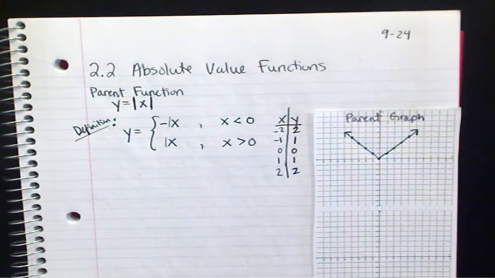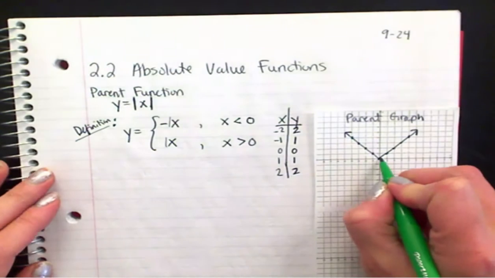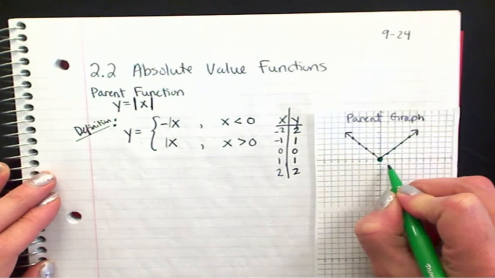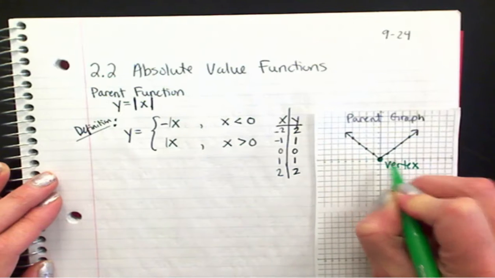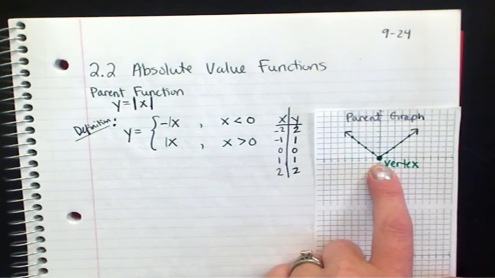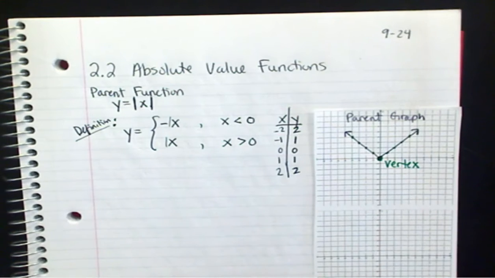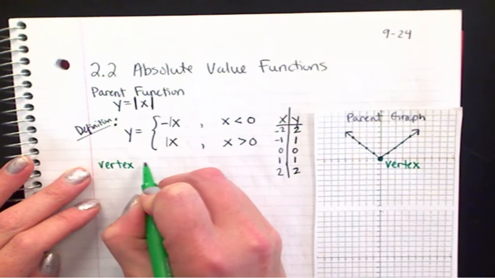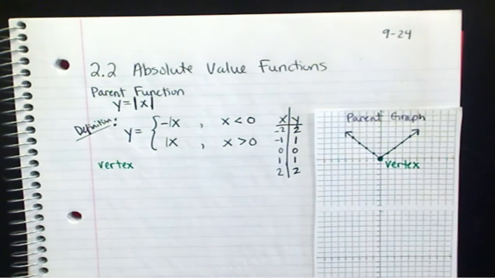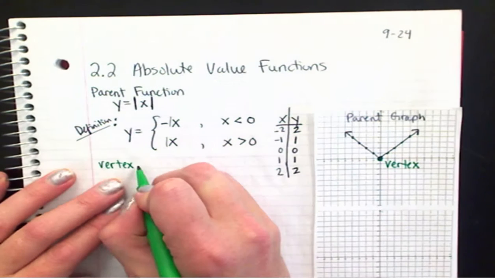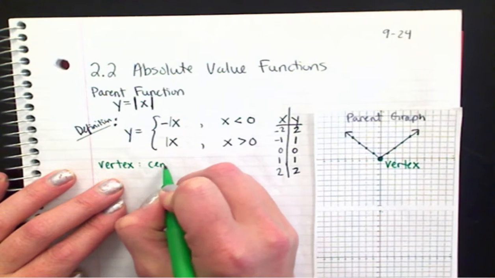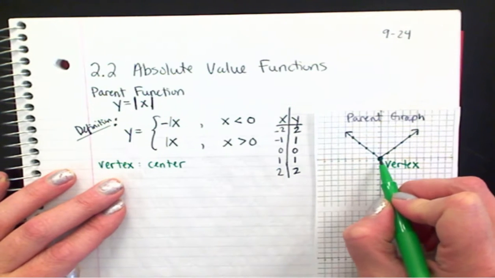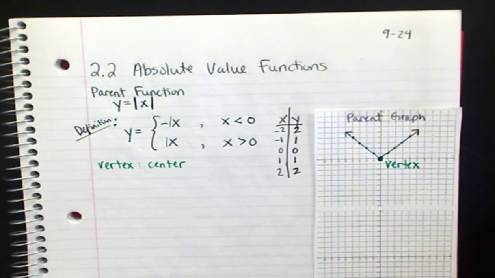Okay, we have 2 new characteristics to add. One of them is the vertex, which is this corner point right there. The vertex appears to be in the center of the graph. It looks like it's in the middle. Okay? It's in the center. It also appears to be the minimum point.